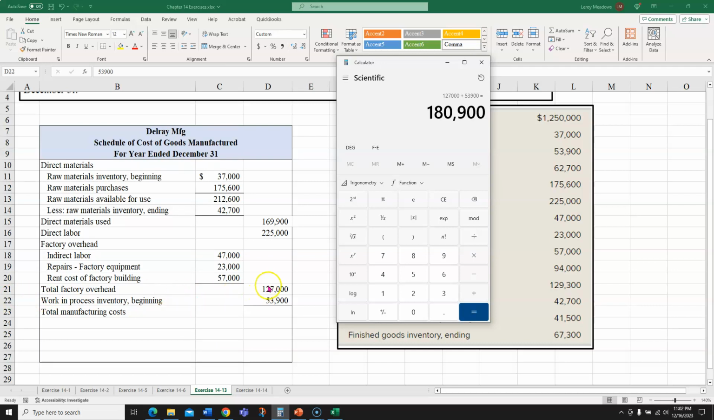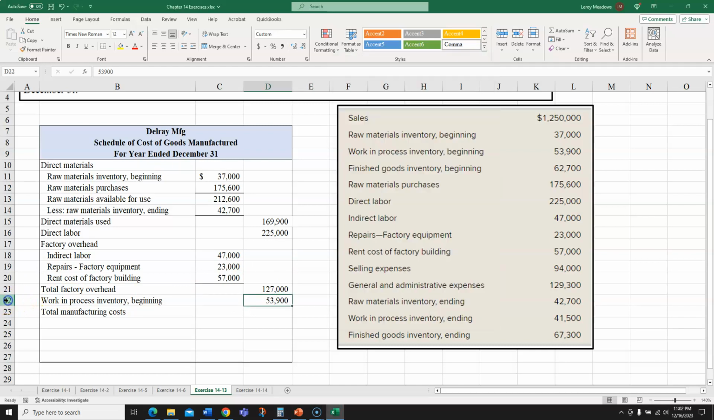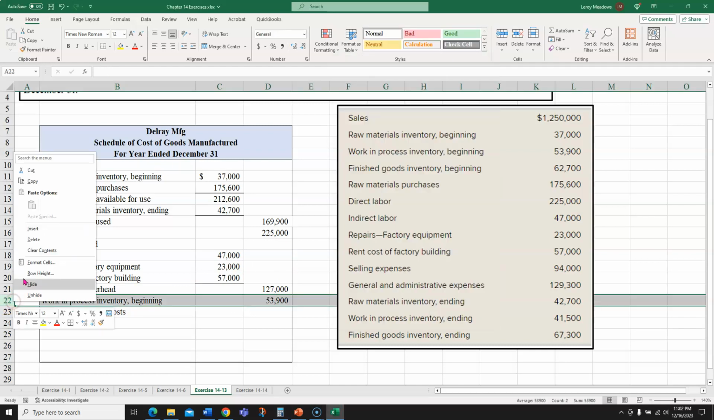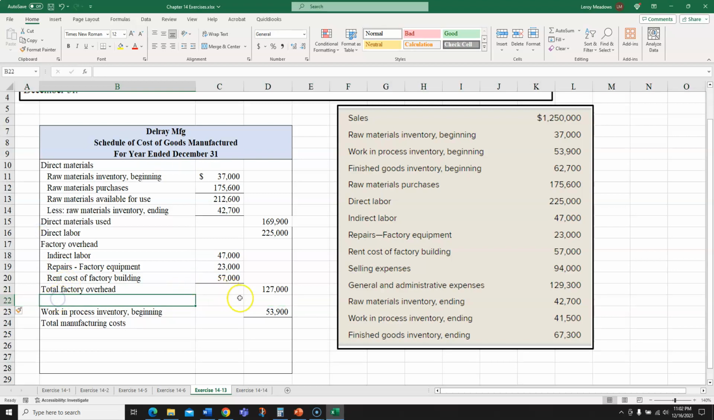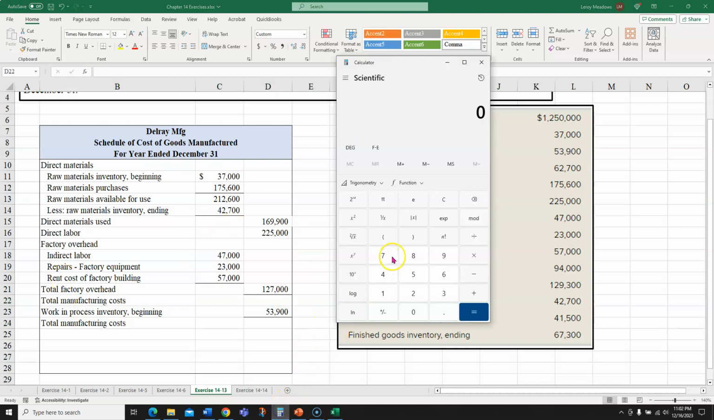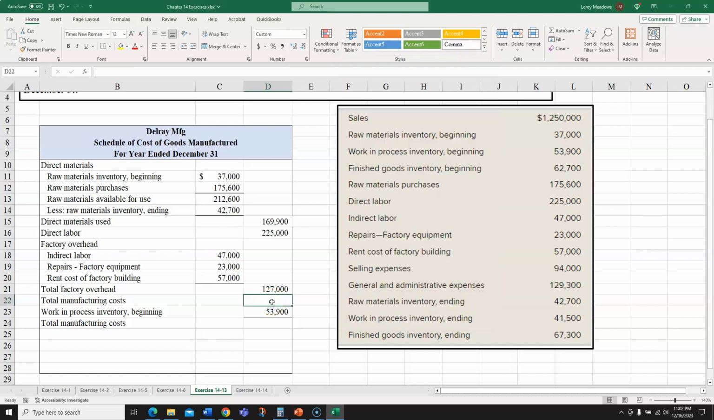Okay. You know what I did here? Let's just back up one second. Let me insert a row here because what I didn't do, dummy me, is add up all my manufacturing costs. So total manufacturing costs. And that was how much? 169,900 plus 225,000 plus 127,000. And my total manufacturing cost that I added this period is 521,900.